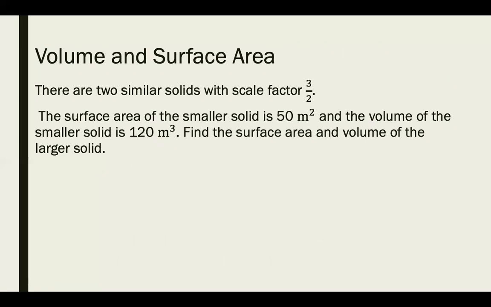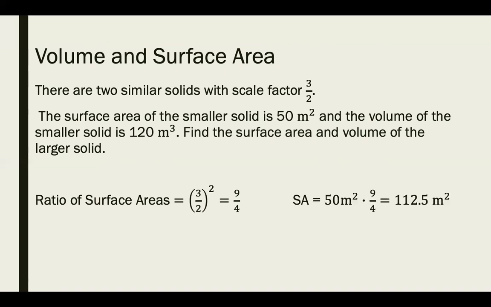We got 2 similar solids with a scale factor of 3 over 2. We know the surface area of the smaller solid is 50 meters squared, and the volume of that solid is 120 meters cubed. Let's find the surface area and volume of the larger solid. So the first thing we need to think about, if we're going to find the surface area of the larger solid, is what's the ratio of the areas? Well, we just do the scale factor squared. We get 9/4. And then we need to multiply it times 50 to get our surface area. So our answer here is 112.5 meters squared.